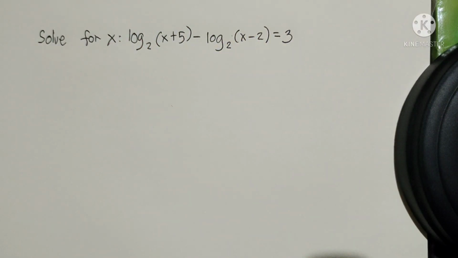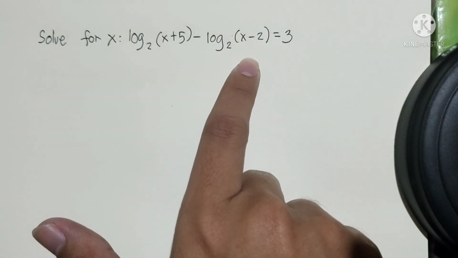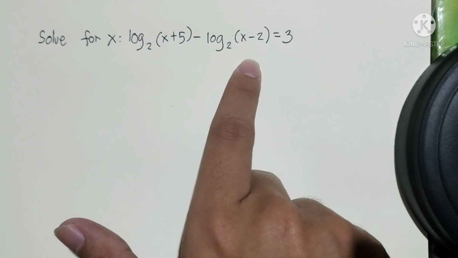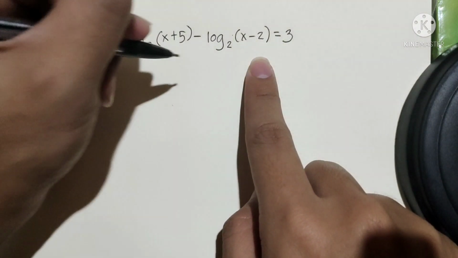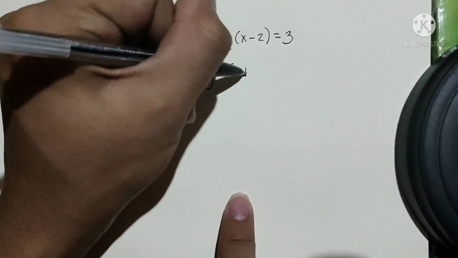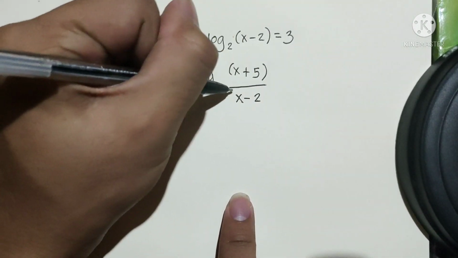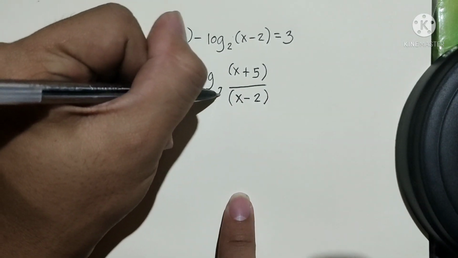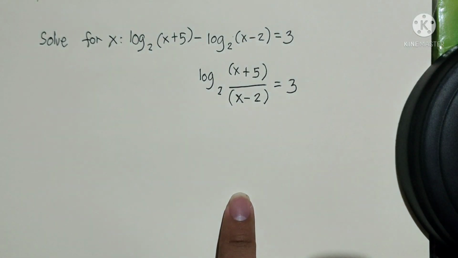For our third example, we have here a difference of two log expressions na pwede nating isulat into a single logarithmic expression by applying yung law of a quotient. So this will become the log of the quotient ng x plus 5 and x minus 2. That is to the base 2. At yan ay equal sa 3.